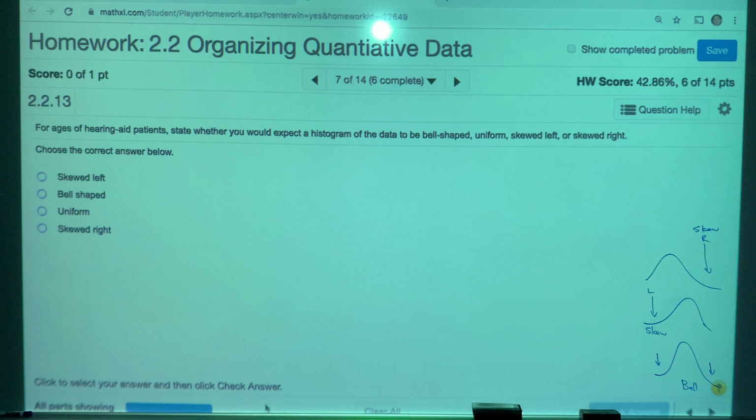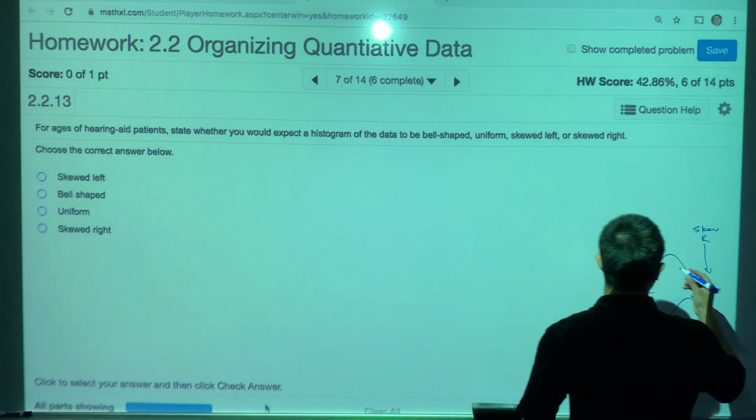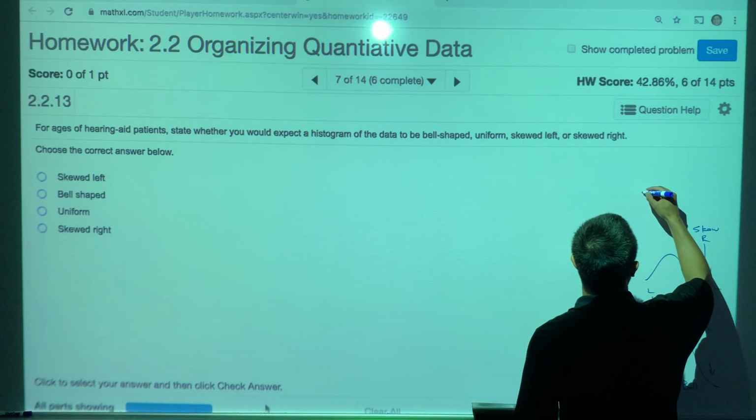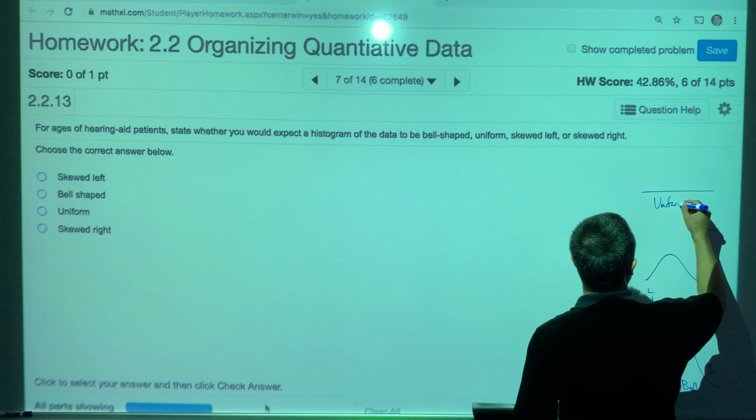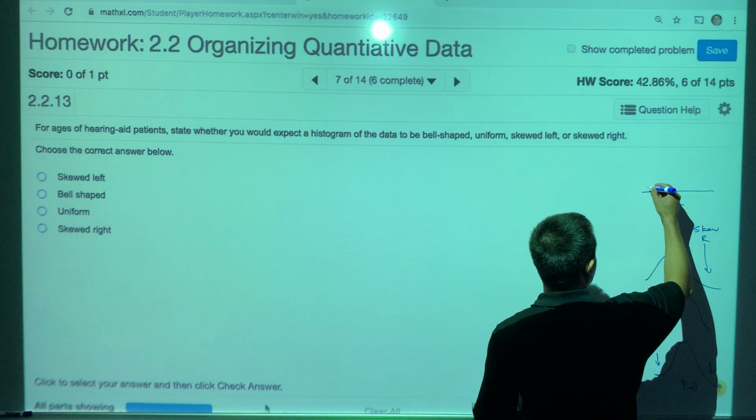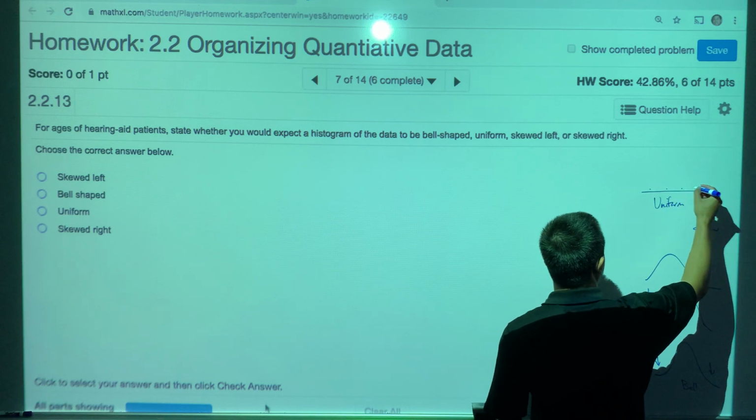All right. For ages of hearing aid patients, state whether you would expect a histogram of the data to be bell-shaped, uniform, skewed left, or skewed right. This one's interesting. Well, I need to bring up the next one. Uniform means that it's just basically one single bar. So in other words, your peaks are all at the same height.